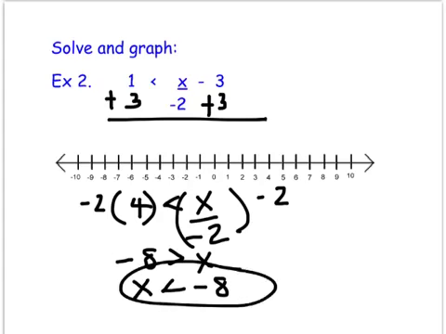So I'm going to go to negative 8. Is it going to be open or closed? It's going to be open because I don't have the equal to sign. And I look right here, got that sign going that way? So I know my arrow will go that way.